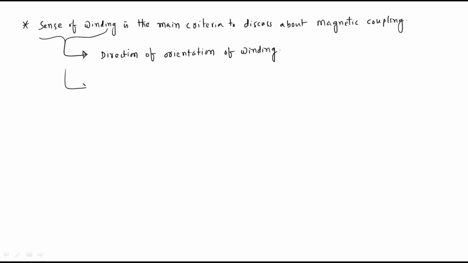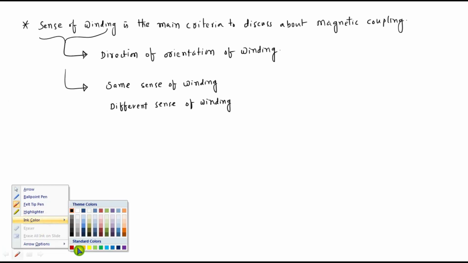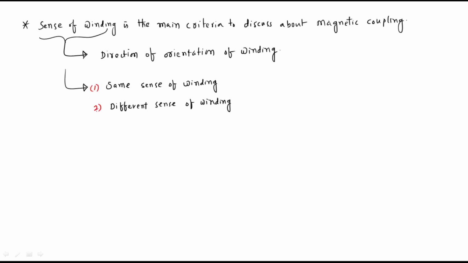So we have same sense of winding and different sense of winding. So with respect to sense of winding, we have to discuss the type of magnetic coupling. Okay, the sense of winding is nothing but what? Direction of orientation of winding. That is, we have same sense of winding and we have different sense of winding. Now we have to discuss same sense of winding.